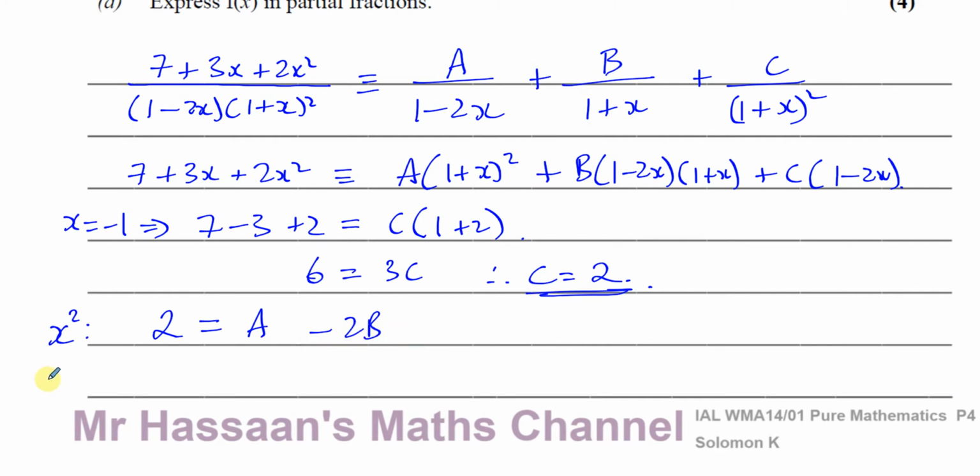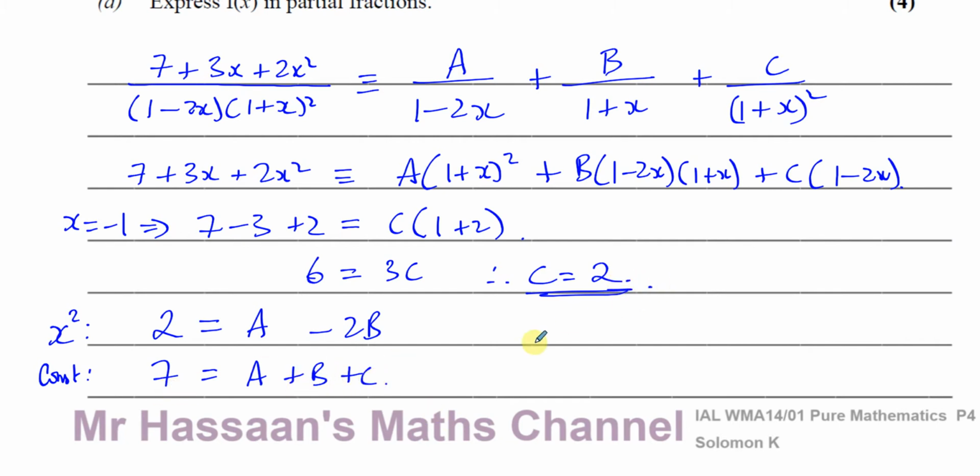And if I compare, for example, the constants, that's the easiest. They're normally the highest and the lowest is the easiest to compare. On this side I got 7. On this side I've got a times 1 squared, which is a, and I have b times 1 times 1, which is also plus b. And then I've got c times 1, which is c. So a plus b plus c is equal to 7.